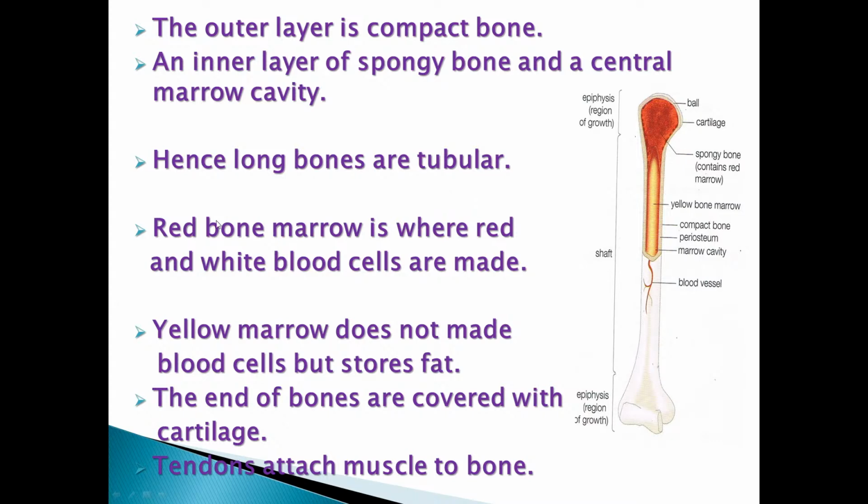Moving down to another pointer, red bone marrow is where red and white blood cells are made. So basically, guys, we're going through the different components of a long bone, and it is of great importance that you know how to label a long bone. So we have the ball there, we have cartilage, we have spongy bone that contains red marrow, we have yellow bone marrow, we have the compact bone, we have the marrow cavity, we have blood vessel. Right, so it is of great importance that you actually know to label it.